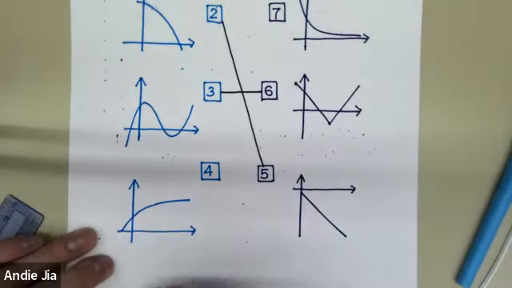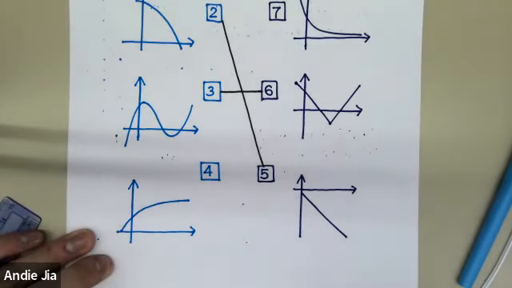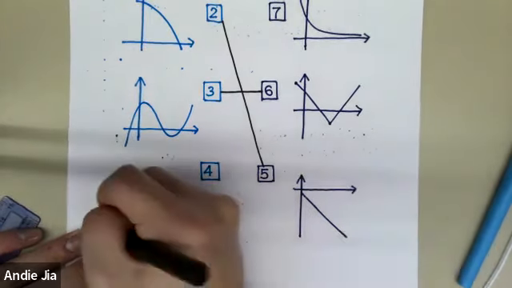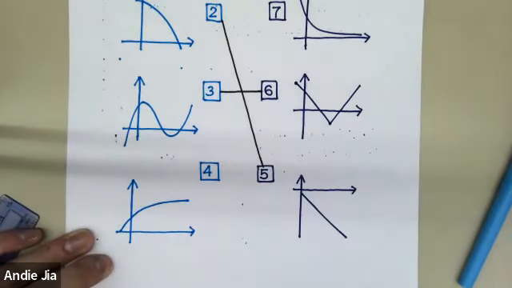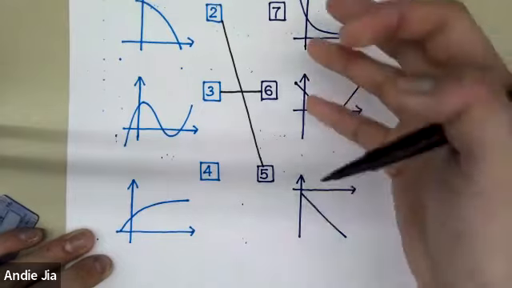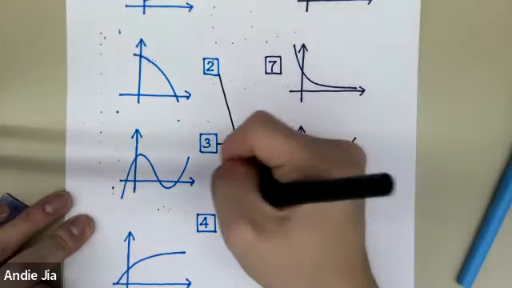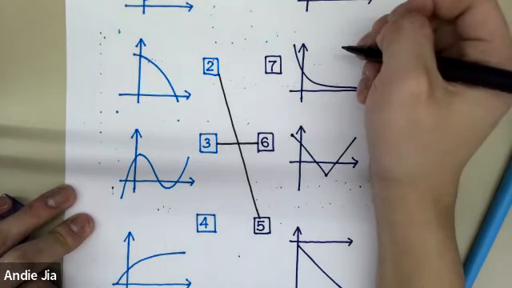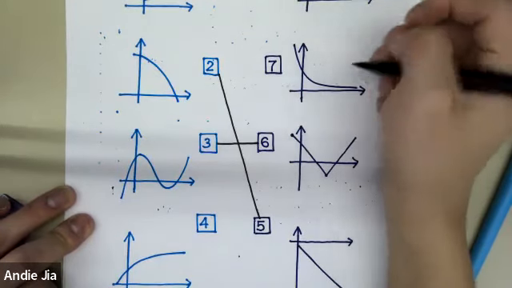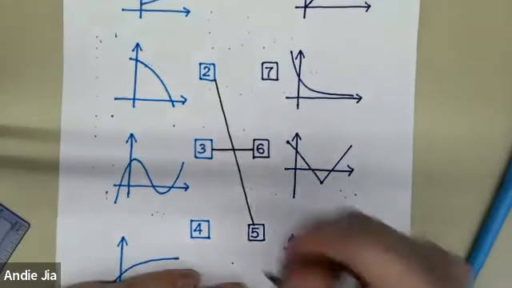For number four, it is increasing all the way, but it's less steep. The derivative is still positive, less positive, getting closer to zero but never approaching zero. So it's increasing but less steep. Number seven is the graph that matches number four. The derivative is positive but much less steep. So number four matches number seven.